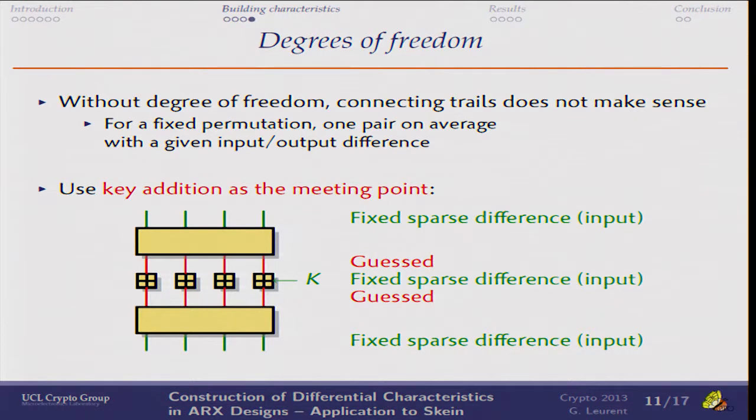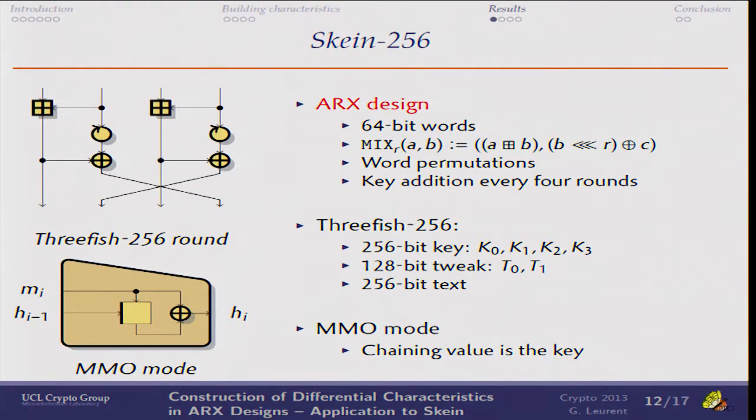And the way we use them is that we're going to do the guessing just before and just after this key addition. So the bits where we do the guess are just before and just after the key, and this will allow the algorithm to pick some conditions on the key and to select some subsets of the key for which it will be able to build those trails. So those are the main ideas of the algorithm.